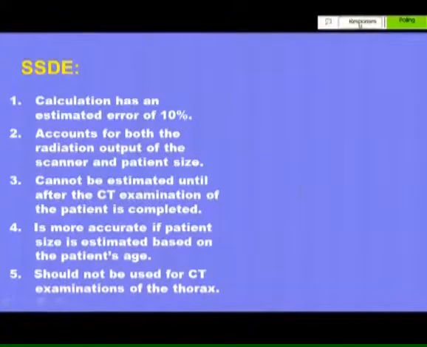Okay, next Sam's question. SSDE as a calculation has an estimated error of 10%, accounts for both the radiation output of the scanner and the patient's size, cannot be estimated until after the CT examination of the patient is completed, is more accurate if the patient's size is estimated based on the patient's age, and should not be used for CT examinations of the thorax. Timer's begun.